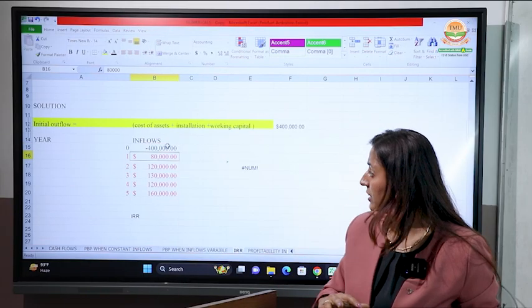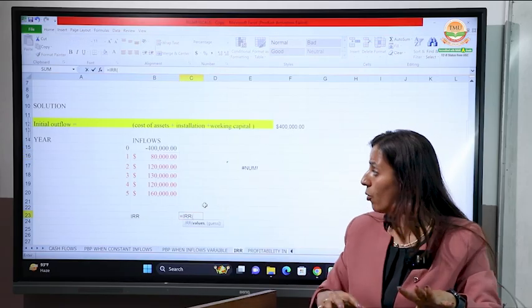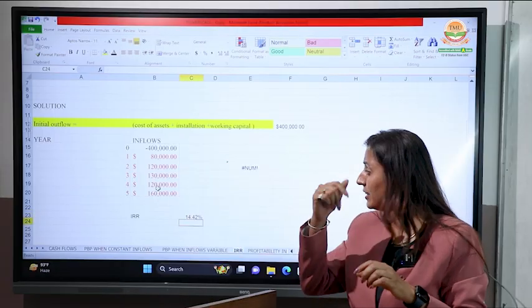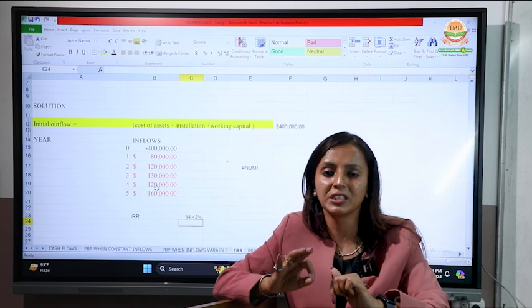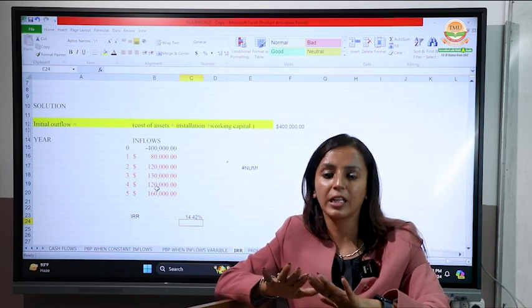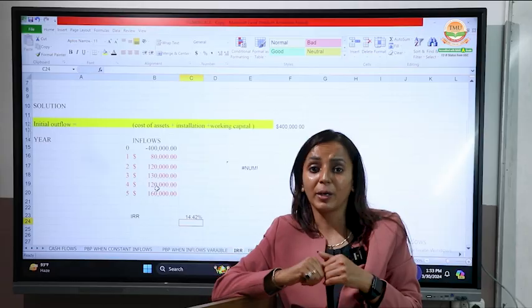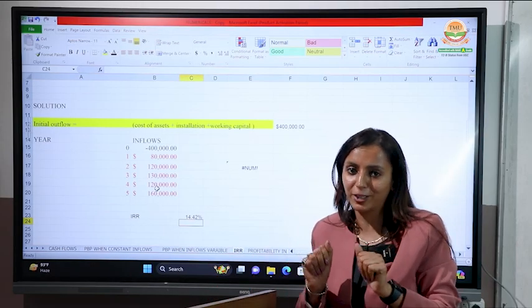Okay? Now put is equals to IRR, bracket open and then select all the values, bracket close and see the answer. See, sometimes some mistakes happen. Don't worry about that. Try it again and you will definitely get your answer. But don't worry about the problems. Problems are always there in life. Don't worry about that. Okay.